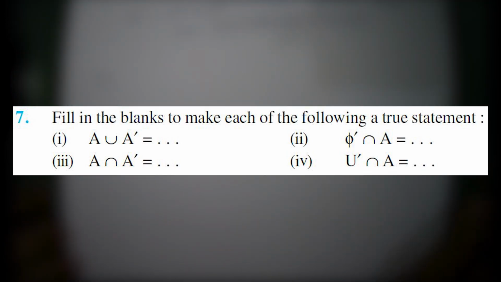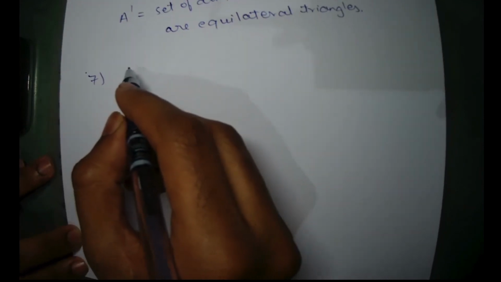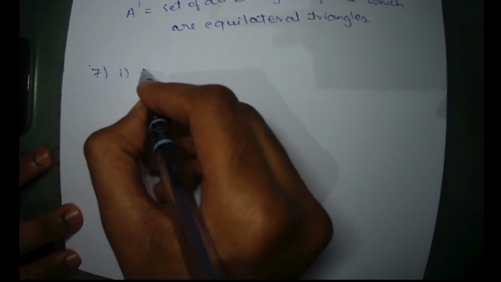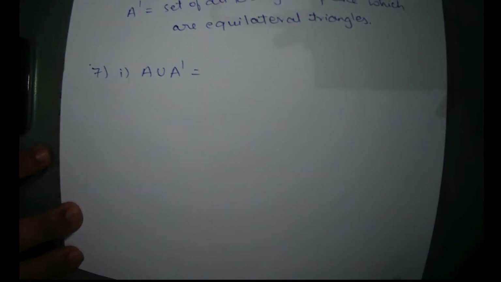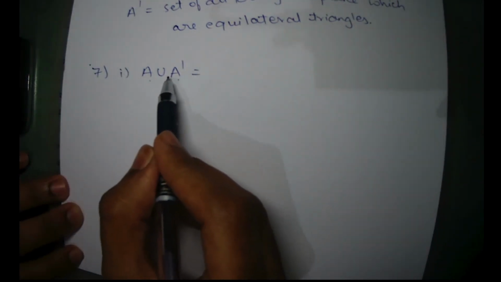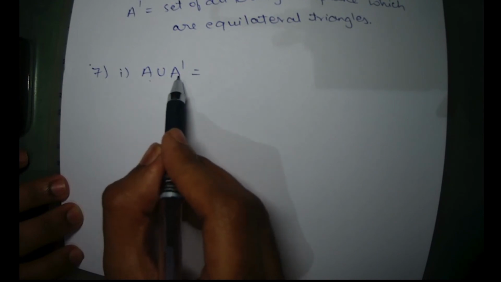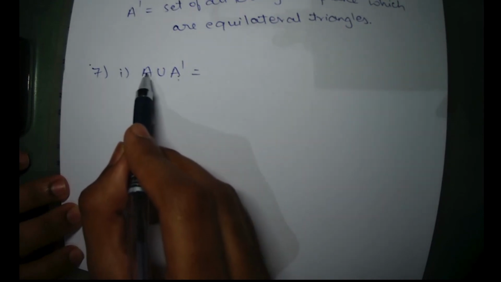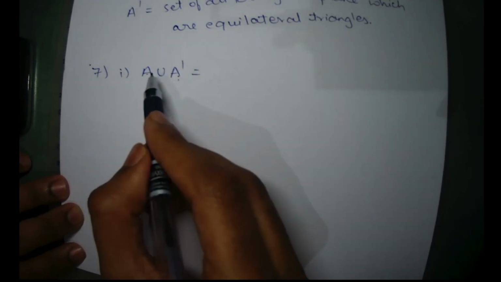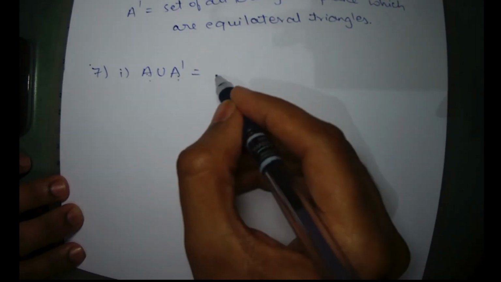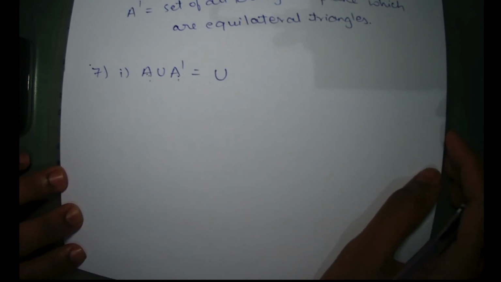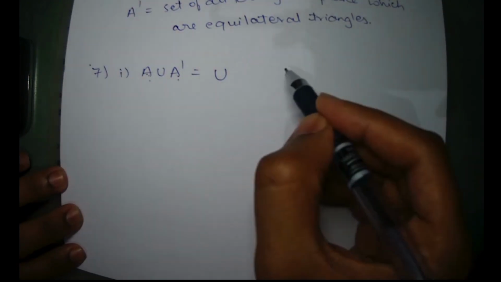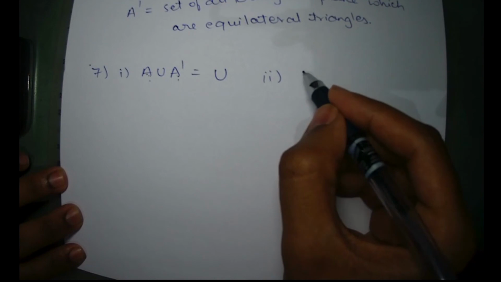So coming to question 7, the final question of this exercise. Fill in the blanks to make each of the following statements true. So the first is A union A dash. A dash contains all the elements which are not a part of set A in the universal set. So A union A dash will give us the universal set, which consists of all the terms.